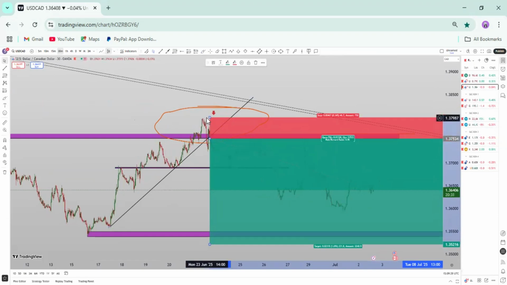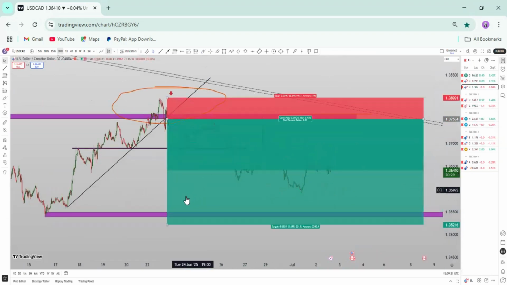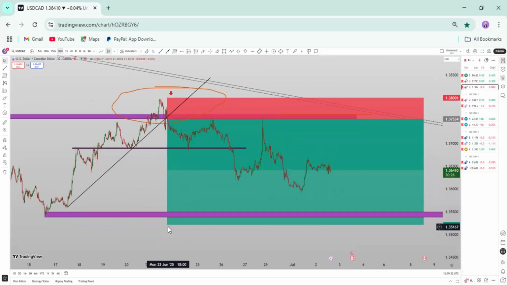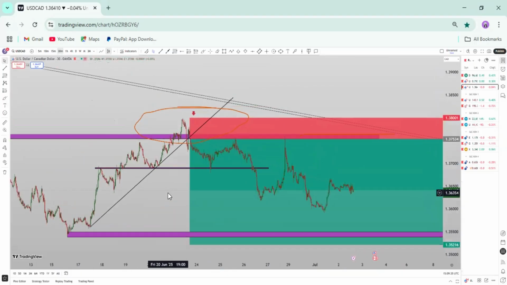My stop loss was at the top. My take profit was at the low around here. Then in my previous video, I told you guys the market was around this area, and I told you that if you want to re-enter the trade, look for a retracement around here.